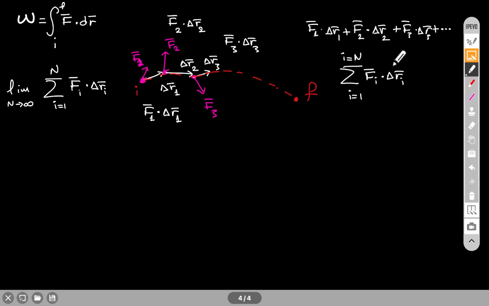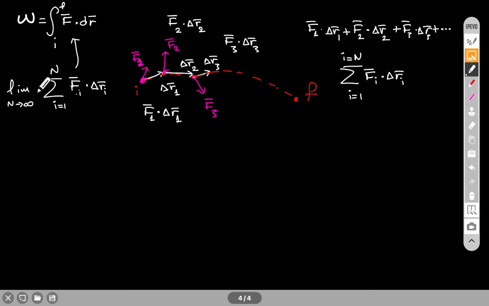Now, when I have this sum and I take the limit where the number of terms goes to infinity, essentially what this is, is the path integral from the initial position to the final position of F dot dr. When you convert this to an integral, the delta becomes the d, because d shows that you have an infinitely small displacement. So this was an explanation of why this is the path integral. It is a path integral because you need to follow the path.